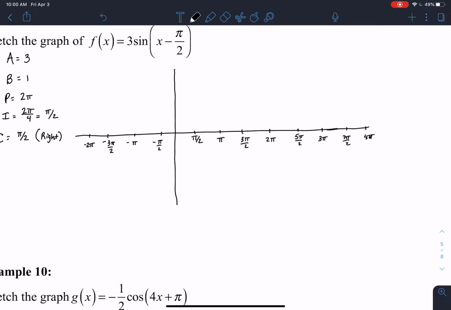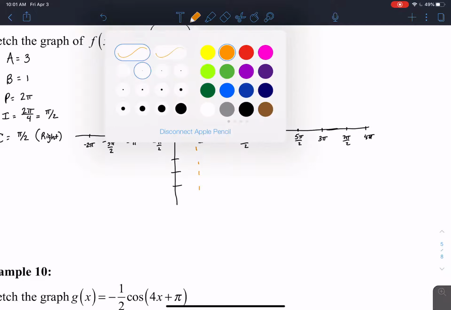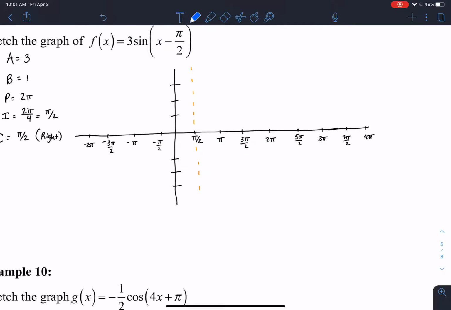Okay, so because of the shift that's going to be happening to the right pi over 2, I'm going to put a dotted line here at pi over 2, because that's going to tell me, okay, instead of starting at x equals 0, it's probably going to make more sense to start at x equals pi over 2. So when I do my curve now, all right, my first axis point is going to be at pi over 2 instead of being at 0.